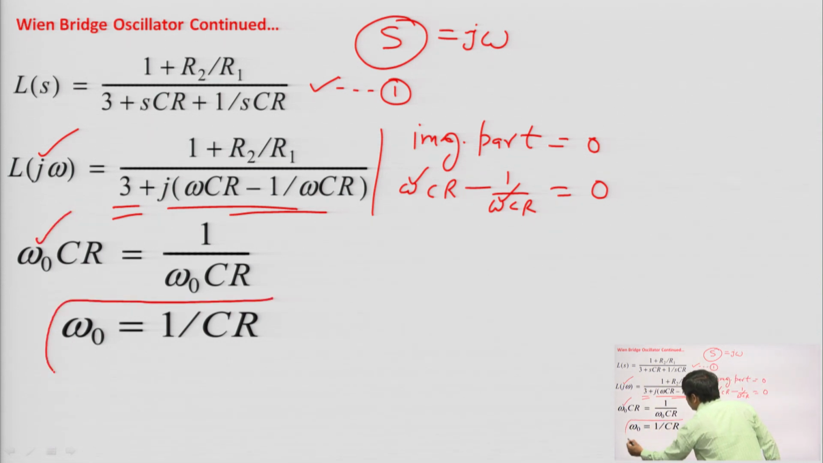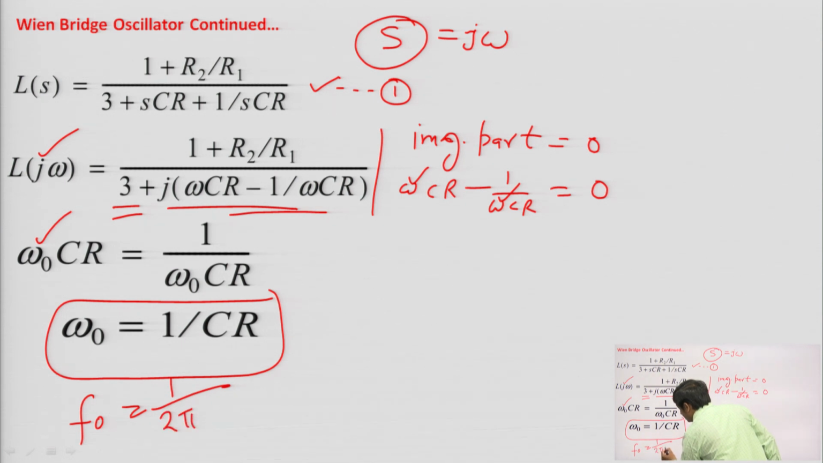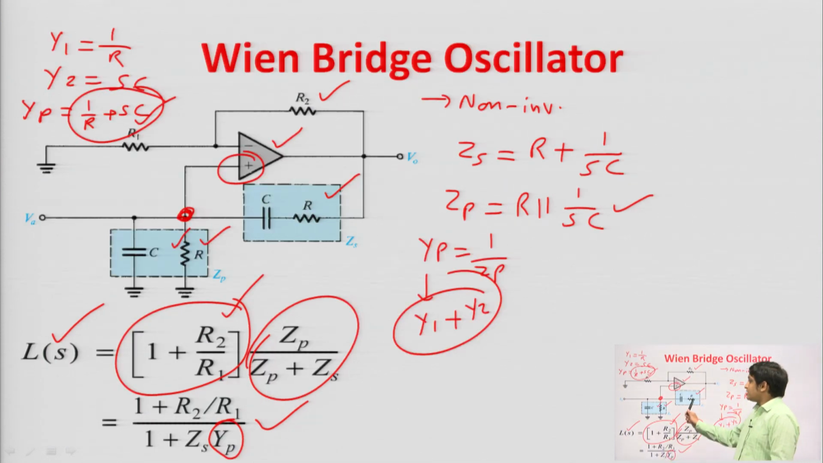What will be the value of omega naught? It will be 1 by R C. This omega naught is 2 pi f naught. So, f naught will be equal to 1 upon 2 pi R C. This 1 upon 2 pi R C is the frequency of the output signal that is generated by the Wien-Bridge oscillator. So, we can change the frequency of the output signal just by changing the value of resistor and capacitor, R and C, in the circuit that I have discussed. By changing the R and C in this circuit, we can change the frequency of oscillation, right.